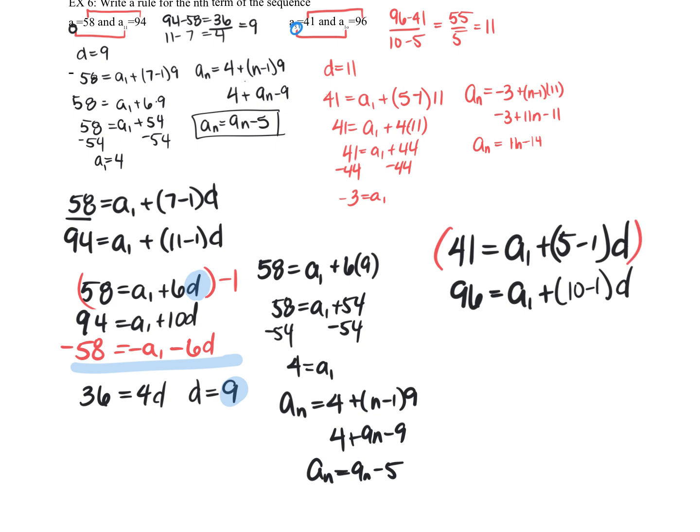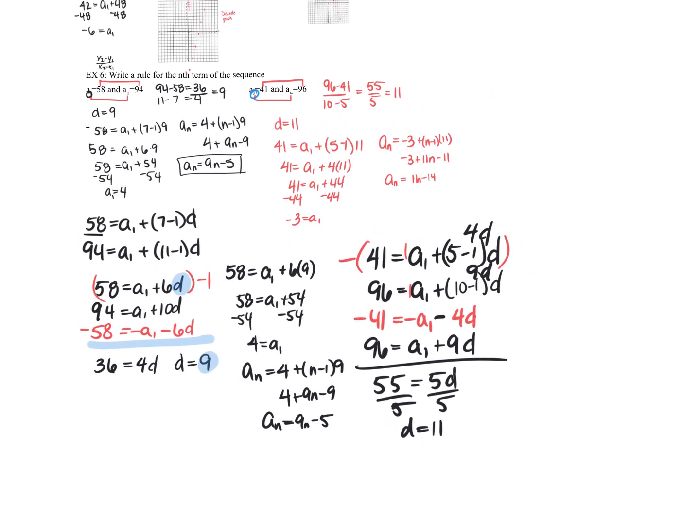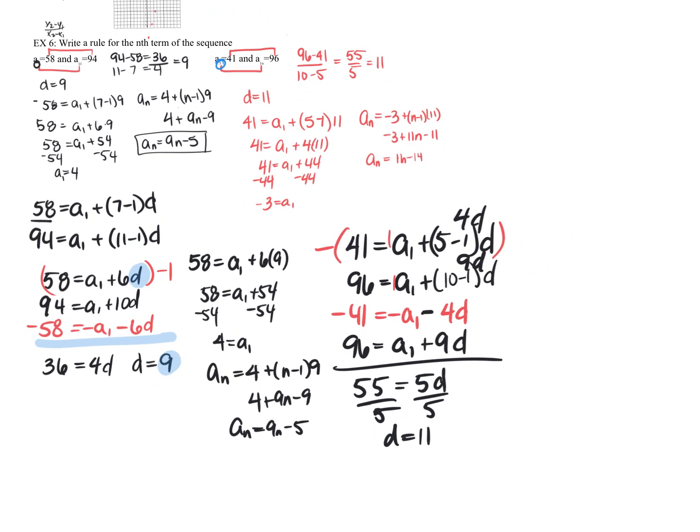Elimination method. I have a coefficient of 1 on my A1, so all I have to do is multiply by a negative. Negative 41 equals negative A1 minus 4D. I need to rewrite this. 96 equals A1 plus 9D. Wait, this is a minus, because I multiplied everything by a negative. All right, that's 4D, and this is 9D. So I get 55 equals 5D, and D equals 11. Okay. So this is just another way to solve the same thing.